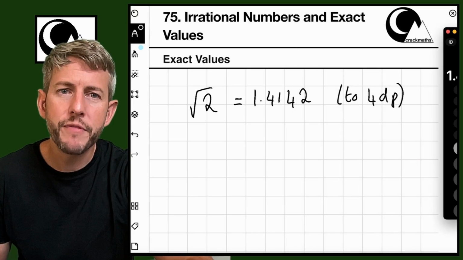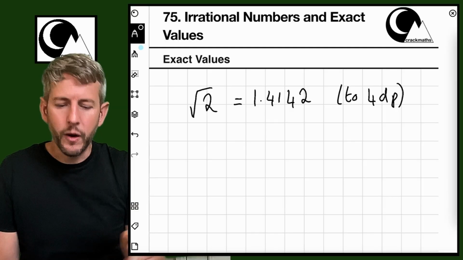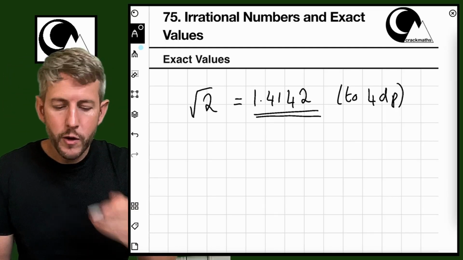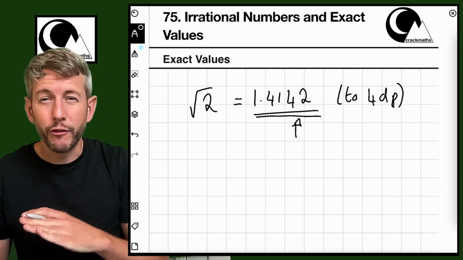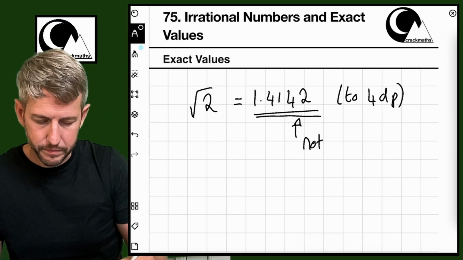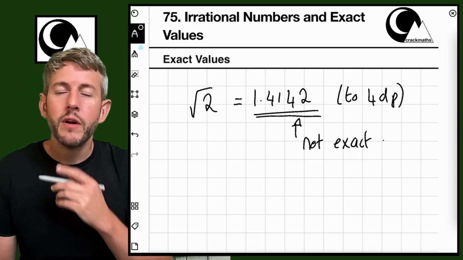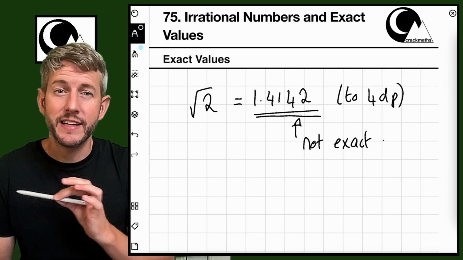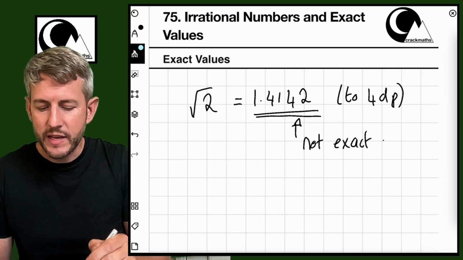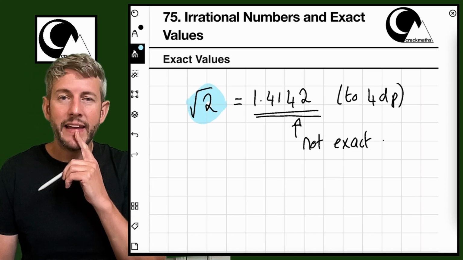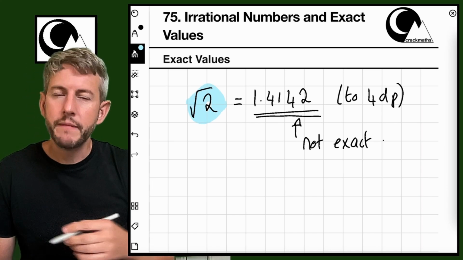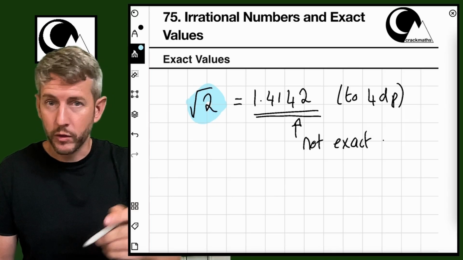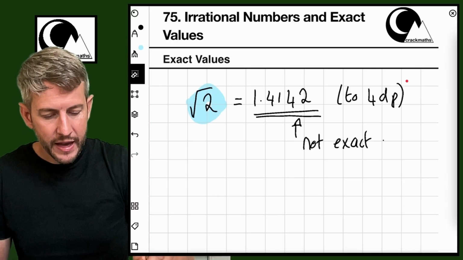But the problem with what I've done here is that now, if I said root 2 equals this here, my number is no longer exact. It's pretty accurate, but it's not exact. So what we need to know is sometimes if a question asks us to leave our answer as an exact value, what it wants us to do is leave it like this in the form of root 2, okay? Or pi or root 3 or any irrational number that could come along.